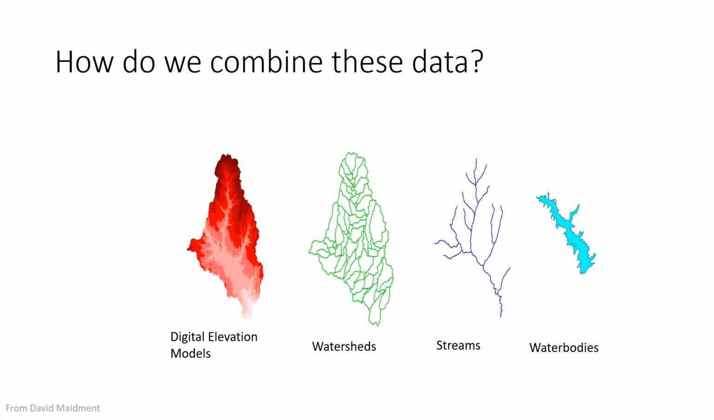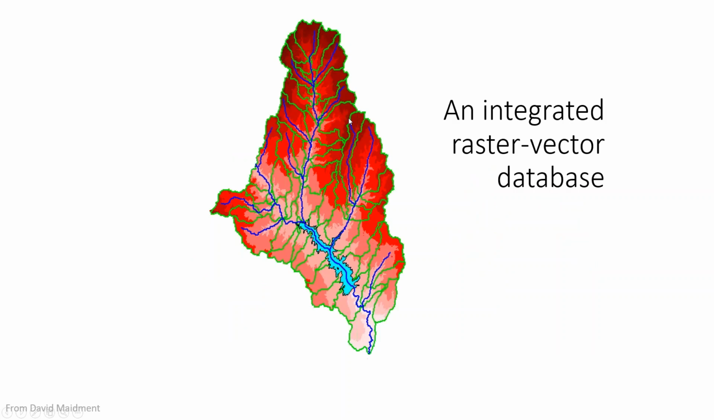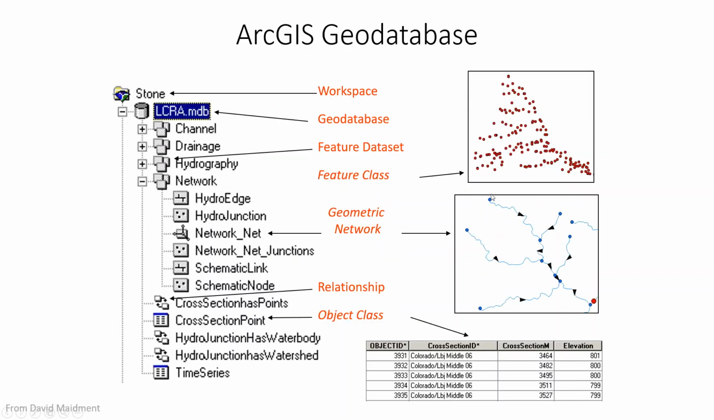So we've talked about points, lines, and polygons. Here are some lines, and here are some polygons representing water bodies and watersheds. We've also talked about digital elevation models. How do we combine them? Maybe you want an integrated raster vector database. And this is where the concept of a geodatabase has been introduced. And it's really part of organizing our information in a coherent way.